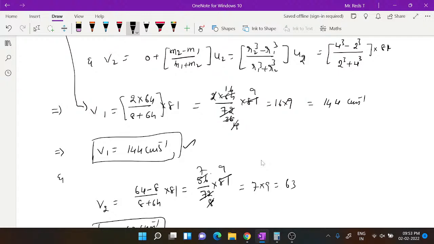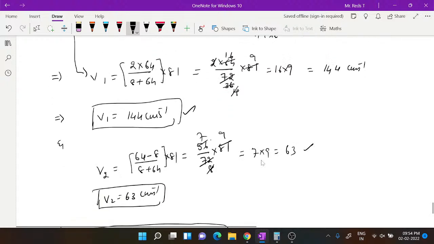Then v2 is 0 plus this, which I have already written in terms of r's: r2 cube minus r1 cube by r1 cube plus r2 cube into u2. R2 is 4, so 4 cube minus 2 cube by 2 cube plus 4 cube into 81. If you simplify, 4 cube is 64 minus 2 cube is 8, by 8 plus 64, into 81. This gives 56 by 72 into 81. 9 eights are 72, 9 nines are 81, and 8 sevens are 56, and simplifying, 7 into 9 will give you 63.